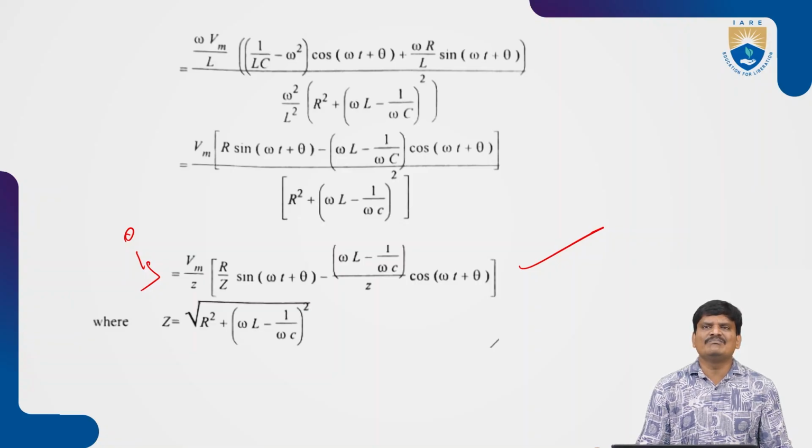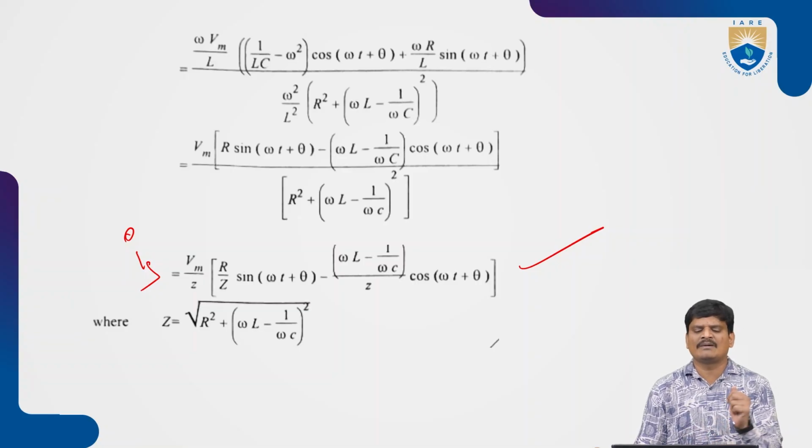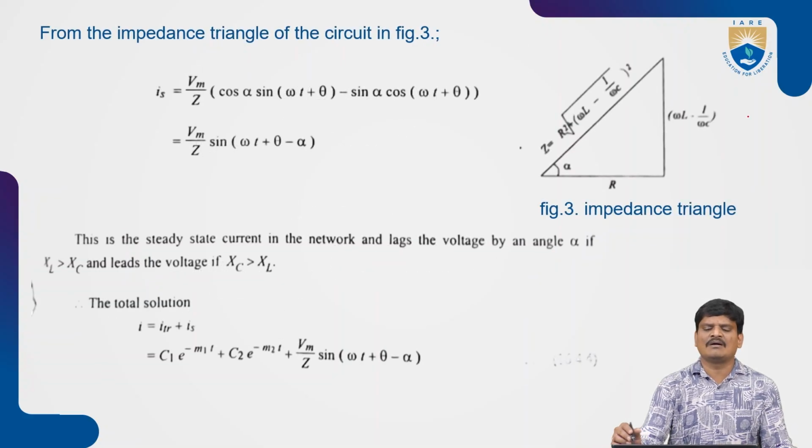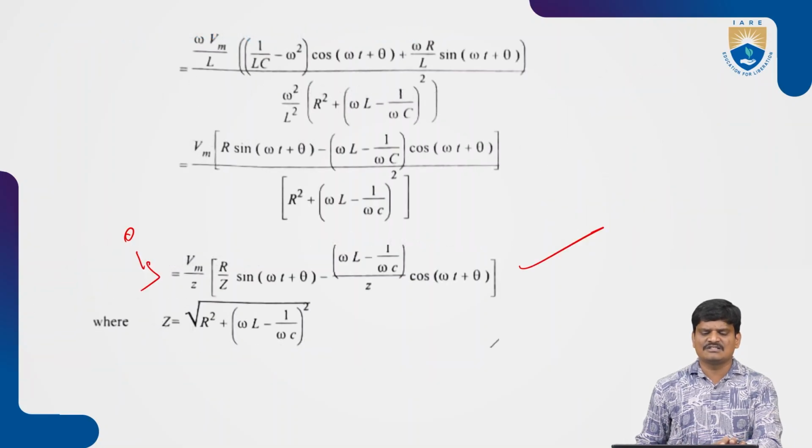Now, by using the impedance triangle approach as what we have done in the previous topics, I am trying to analyze the combinations that are present in the circuit, and I will take an impedance triangle, and by using it, I will calculate the value of cos alpha and sin alpha, and I will replace those parameters in the above expression of steady state current. So this is the impedance triangle which is obtained here. Now the value of cos alpha is R by Z, and the value of sin alpha is omega L minus 1 by omega C by Z.